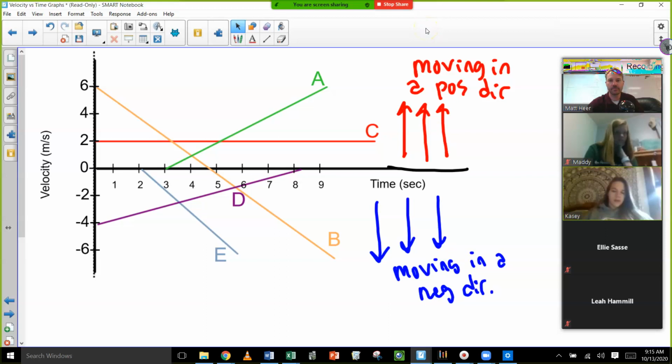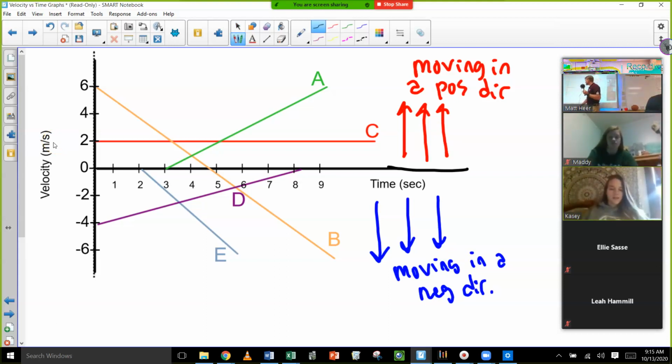Well, it's technically not moving at all, right? No, it is moving. Oh, really? Yeah, it's moving at 2 meters per second. Oh, okay, so it's like a constant speed. Yeah, if it's on zero, then it's not moving. Yeah, exactly.